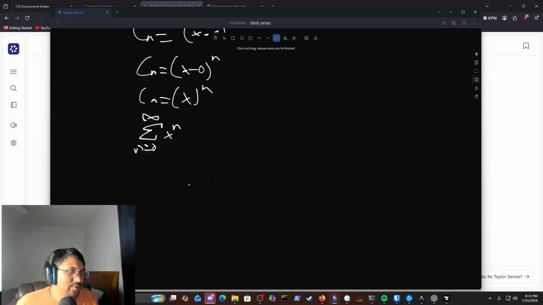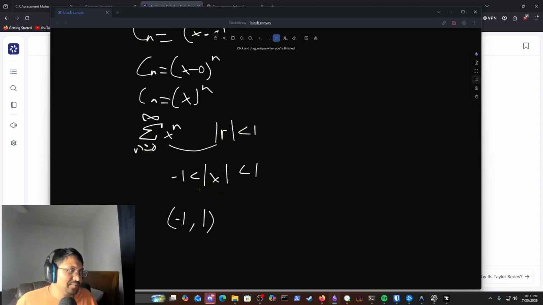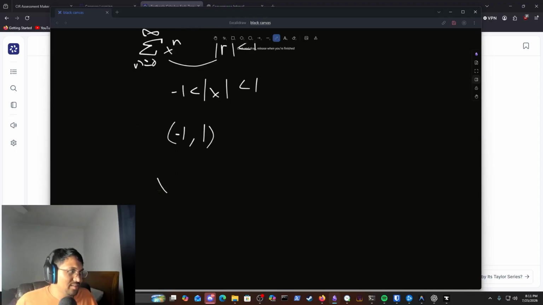And then of course now we can do our convergence and radius test. For this we can just apply geometric series logic to it. Absolute value of r less than 1. We saw this inequality after plugging x in. Absolute value of x less than 1. So it's negative 1 to 1. Our radius is 1. Our center is 0. So the interval of convergence is going to be negative 1 to 1. And then we plug these in to do the endpoint tests.